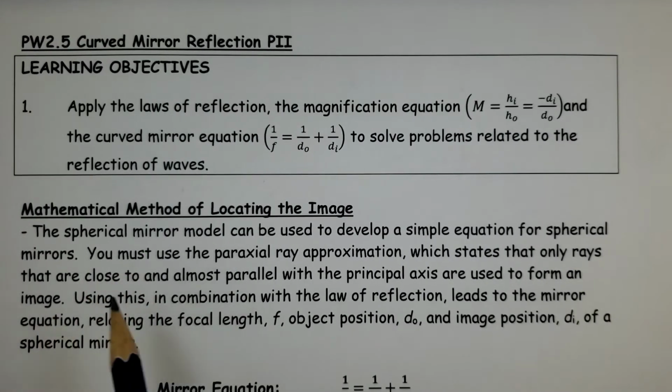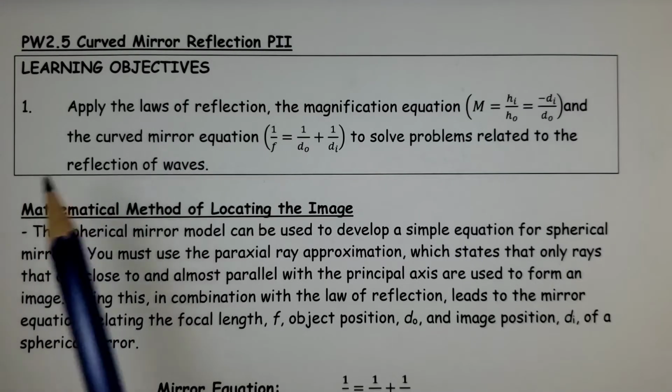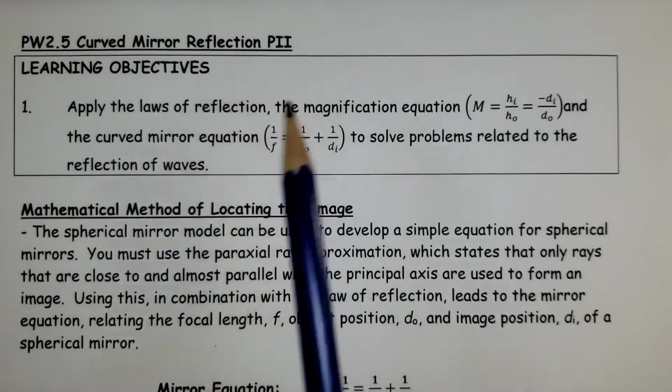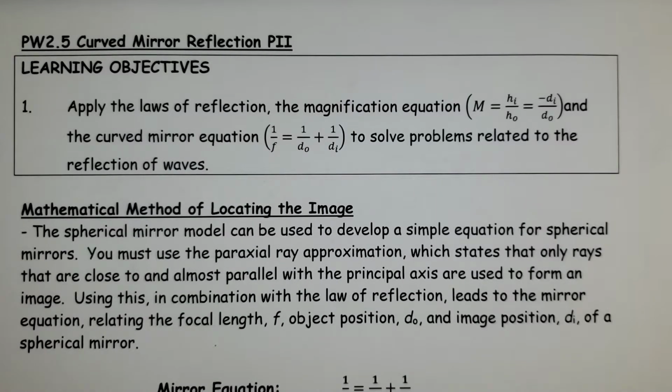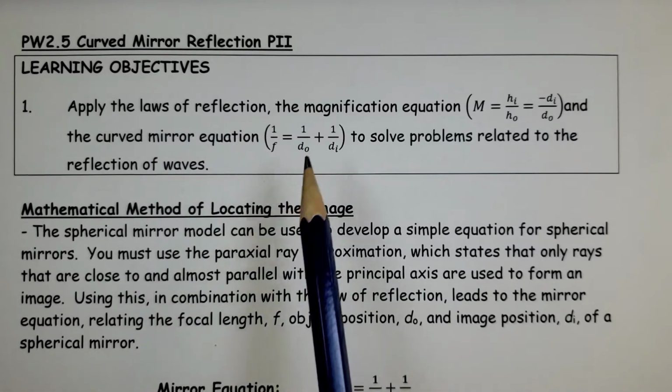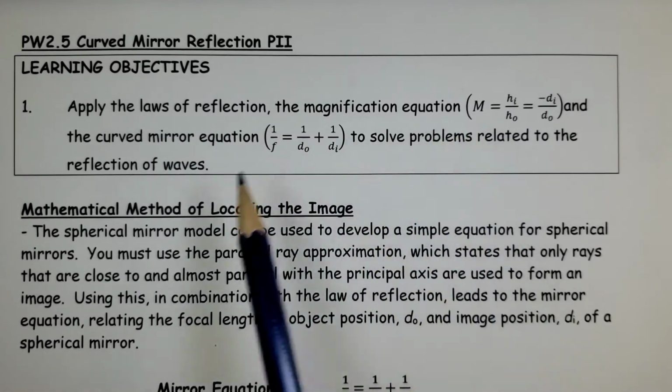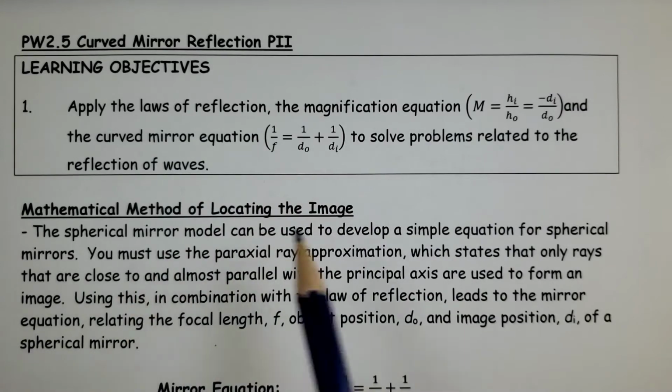This is the last section in the PW2 section, PW2.5 Curved Mirror Reflection Part 2. In Part 1, we dealt with sketching the diagrams and figuring out various results that apply to concave and convex mirrors. Now we'll look at a mathematical way: apply the laws of reflection using the magnification equation and the curved mirror equation to solve problems.